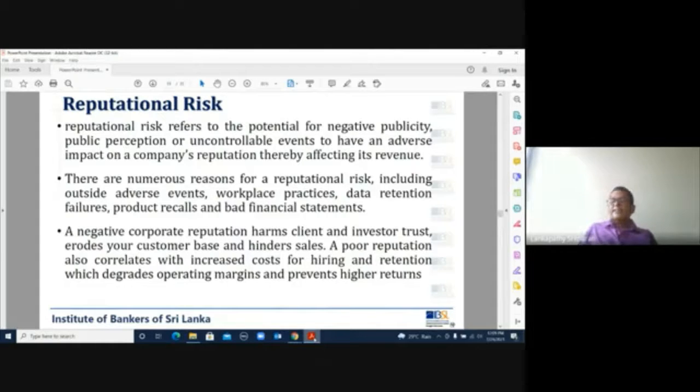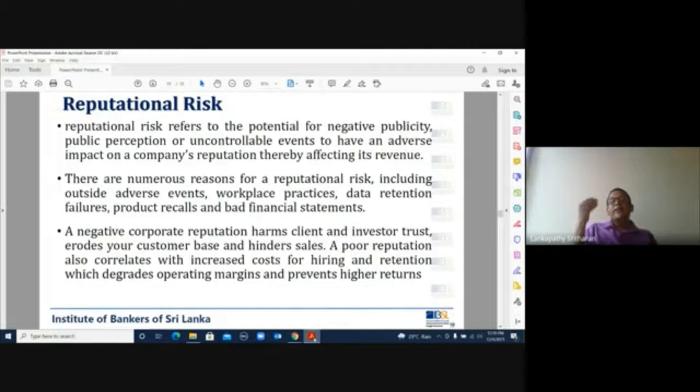A particular bank's customers' information is getting leaked. For example, if credit card information is leaked to competitors, there may be rumors or news going around on social media. That may affect the reputation. That may create a reputational risk to the particular bank, and it will affect the revenue. Why? Because people will not go for the credit card of that particular bank.